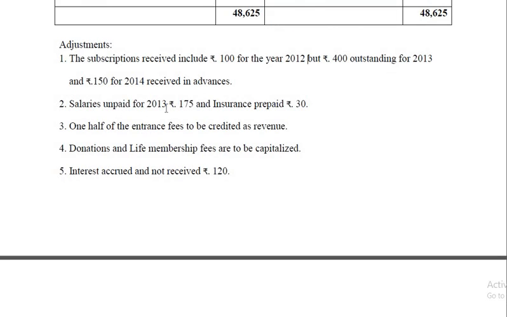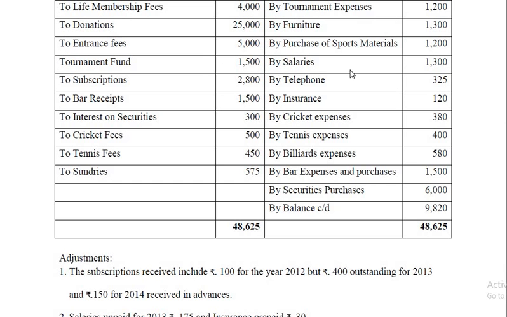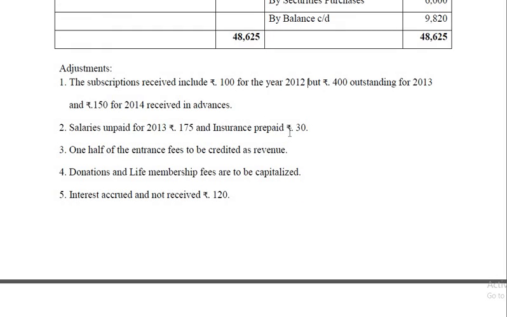Salaries unpaid for 2013 175, that means for the current year 175, so that should be added. Insurance prepaid 30, so of the insurance amount here, for example 120, 30 rupees are prepaid. Prepaid means it is for the next year. Actually it is not the expense of the current year, therefore it should be deducted, and in the balance sheet it will come to the asset side, whereas unpaid salaries will come to the liability side.